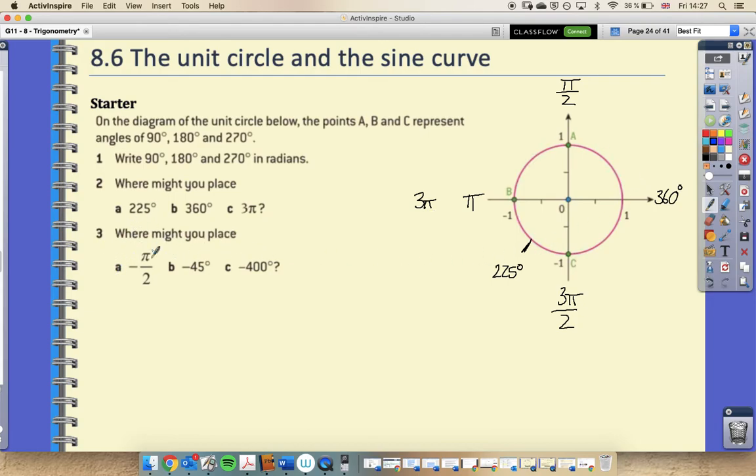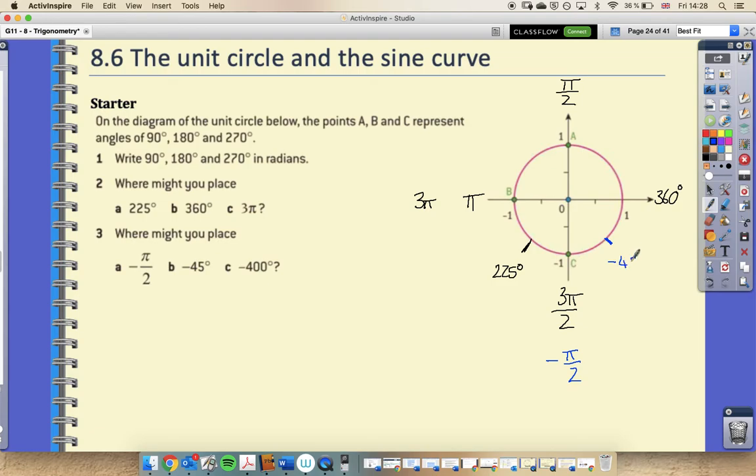Let's look at number 3. Negative pi by 2 radians. So if positive was going anti-clockwise, negative is going to be going clockwise. So I'm going to start counting from here, the positive x-axis, and I'm going to move clockwise now. So pi by 2 radians will be round here. Positive pi by 2 was up here, so negative pi by 2 will be down here. Next, negative 45 degrees. Well, positive 45 will be up here. Negative 45, I'm going to go down here.